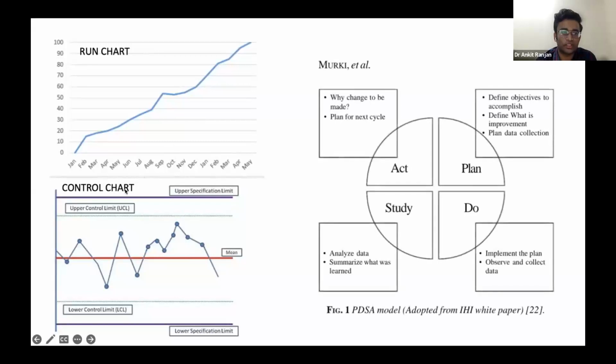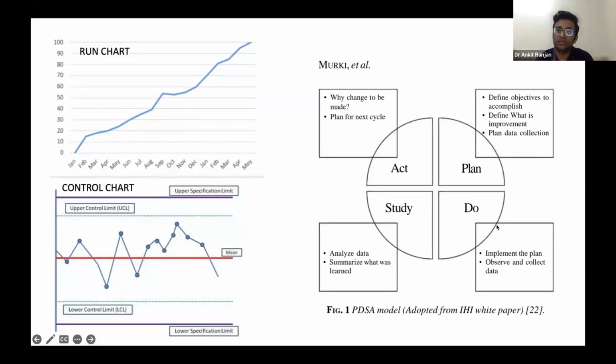Now, what is a control chart? In a control chart, in addition to this, you get what is called the upper control limit and the lower control limit. Now, when you are conducting a QI, there can be a number of variations. There are some common cause variations and some special cause variations. So if your QI is to be believed, it should lie between the upper control limit and the lower control limit. So this is a better way of presenting QI data.